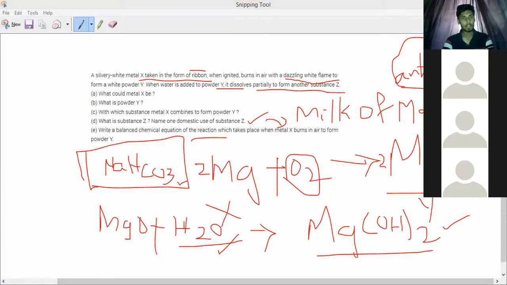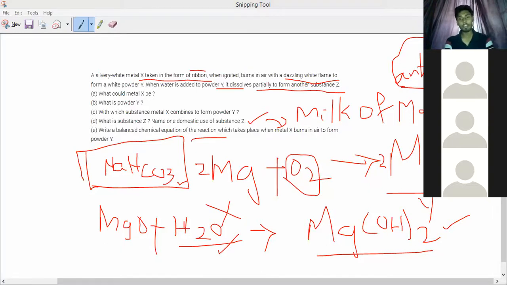Understand? This is also known as baking soda. This is called baking soda. Baking soda, that we will study later, no issues. In the second chapter we will study that.